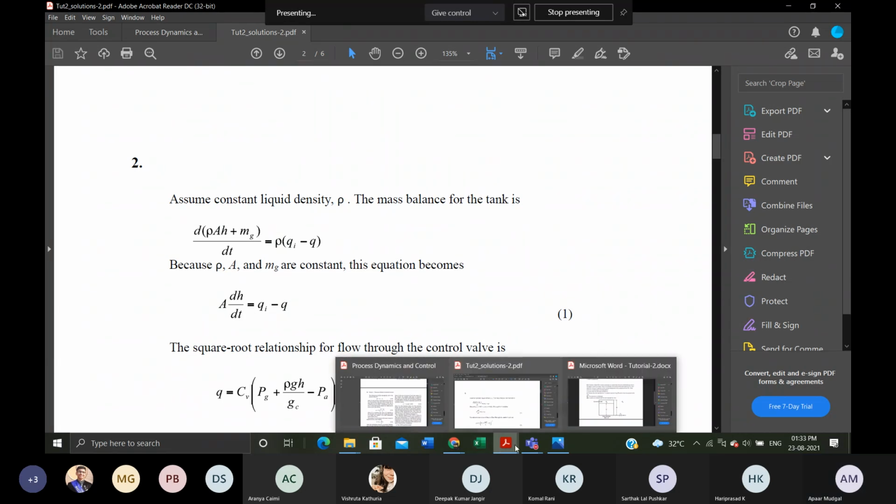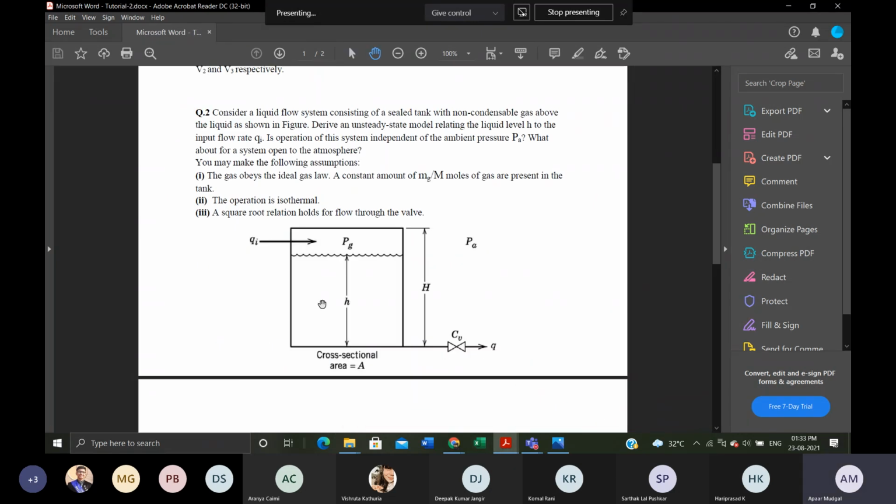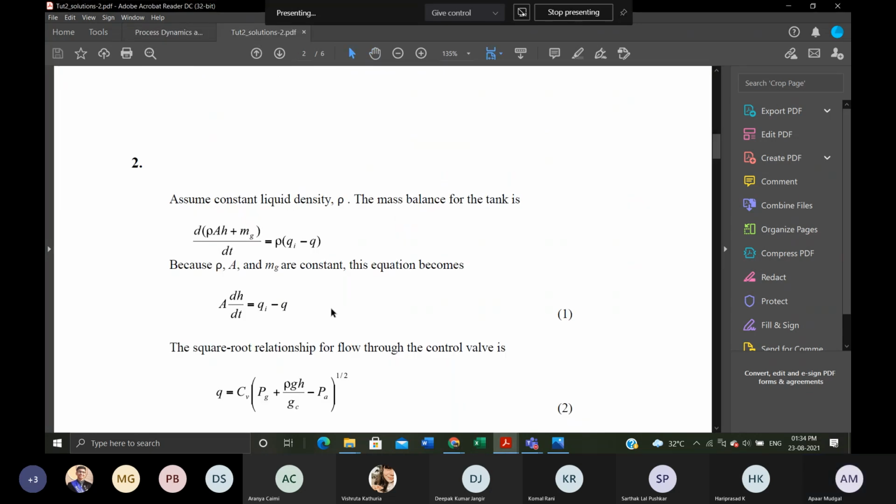Yes, sir. Okay, so what I was saying is we will first apply the mass balance on the cylinder, which would be equal to the mass accumulated due to the gas plus mass accumulated due to the liquid, and that would be equal to the difference between the inlet and the outlet flow rate, right? So the mass accumulated due to the liquid plus mass accumulated due to the gas would be equal to rho Qi minus Q, which is the mass flow rate.